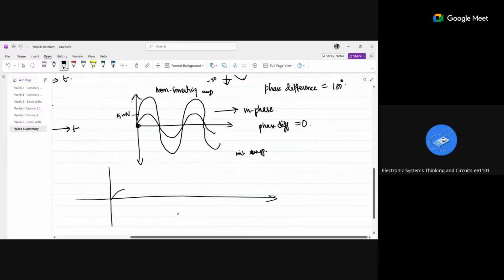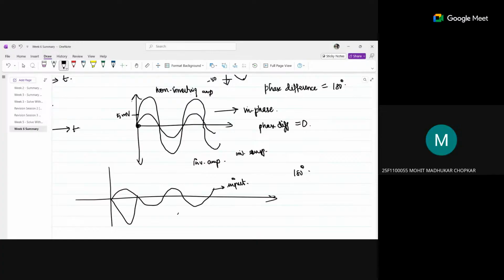What is the difference between the inverting and non-inverting amplifier? Okay, you want to know the difference between the inverting and non-inverting amplifier, right? Yes, this is the difference. In the non-inverting amplifier, the output will be in phase with the input, whereas in the inverting amplifier, the output will be out of phase. It will be 180 degree phase shifted from the input.